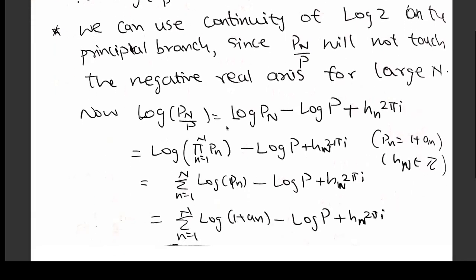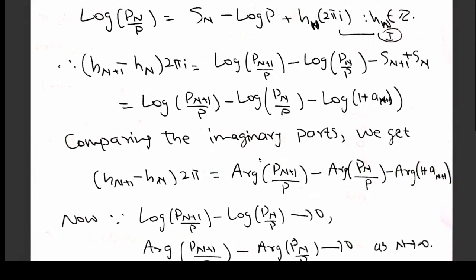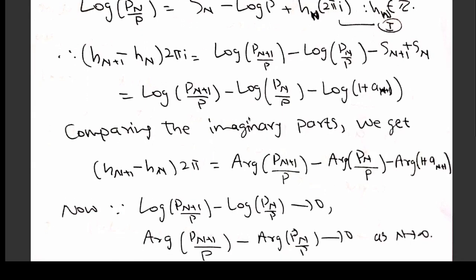Now we use continuity because it is the log. A simple computation: log of Pn by P will be log Pn minus log P plus some integer multiple of 2 pi i. You just write it like this. Now you compute h(n+1) minus hn, times 2 pi i. Again, a simple computation: this is the imaginary part of this expression. So you compare the imaginary parts, and we get the principal argument of P(n+1) by P, minus the argument of Pn by P, minus the argument of 1 plus An.